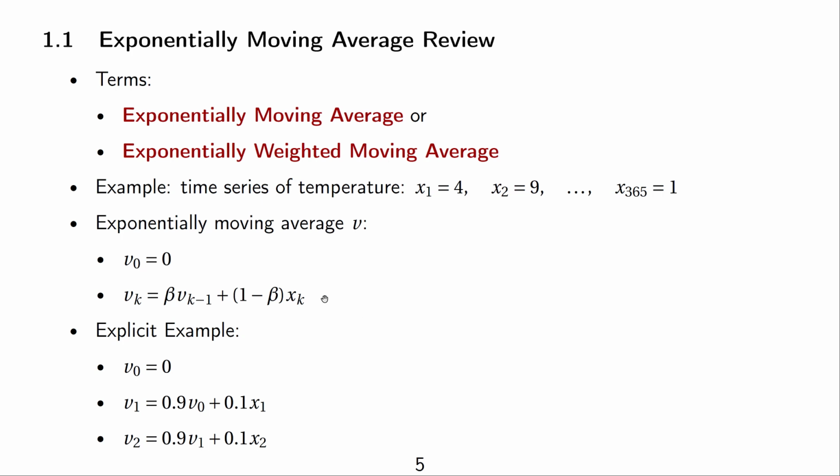So a parameter that makes sense here would be beta equals 0.9. Let's just see how that plays out in a practical example to be very, very simple. So we start by initializing the exponentially moving average with 0, and then at time 1, we would take 0.9 times whatever it was before, which is 0, plus 0.1 times the first temperature value. Then we take v2 equals 0.9 times whatever we computed here, plus 0.1 times x2.